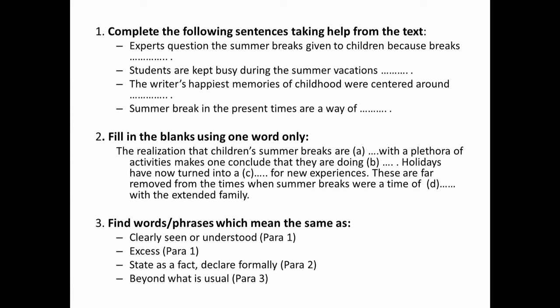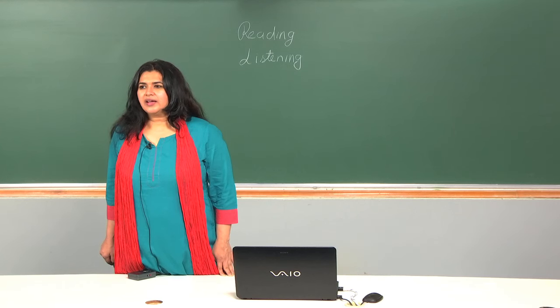In the third section, find words or phrases which mean the same as: clearly seen or understood, access. Both can be identified in paragraph 1. The third definition or meaning is state as a fact or declare formally, from the second paragraph, and from the third paragraph, beyond what is usual. So, find the words and phrases which have the same meaning as the given expressions. Let us discuss the answers now.